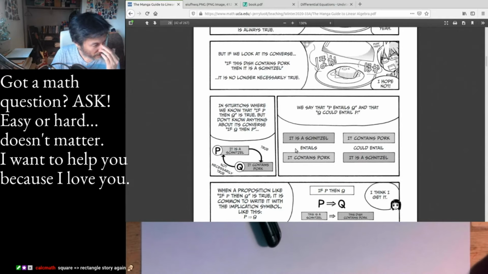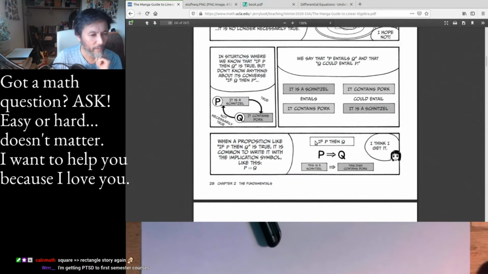It is a schnitzel entails it contains pork. It contains pork could entail it is a schnitzel. I'm weirded out by this whole discussion, actually, of entailment. But, okay.